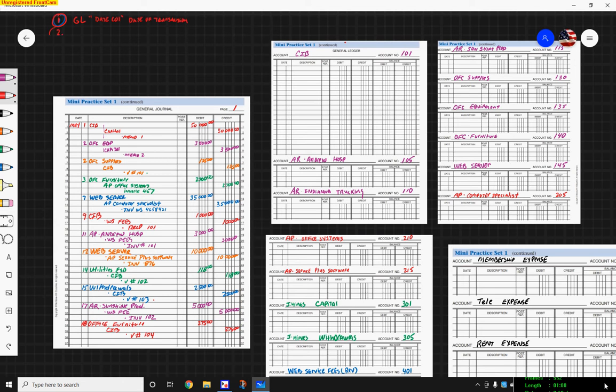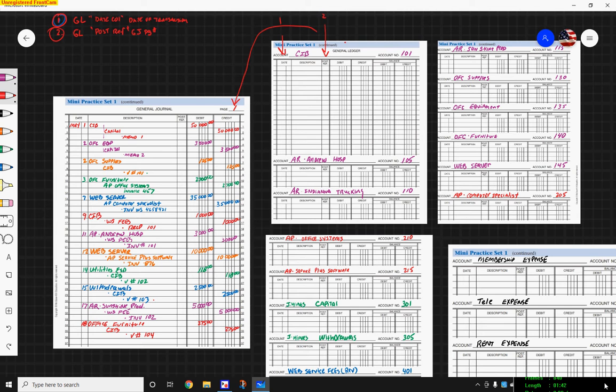Number 2, what's the second step? Well, what form? General ledger. Where on that form? We're talking about the post reference column right here. So this is 1, this is 2. The post reference column. What goes in there? The general journal page number. We are talking about that number right here.